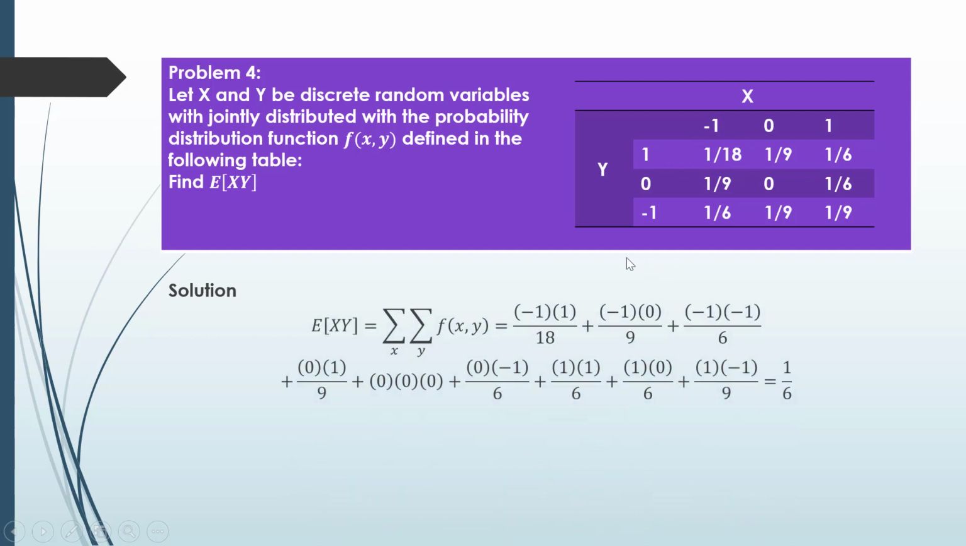Similarly, we continue to finish the table. So the next pair, -1 times 0 times 1/9. The next pair, -1 times 1 times 1/6, and so on until we finish the table. So the expected value is 1/6.